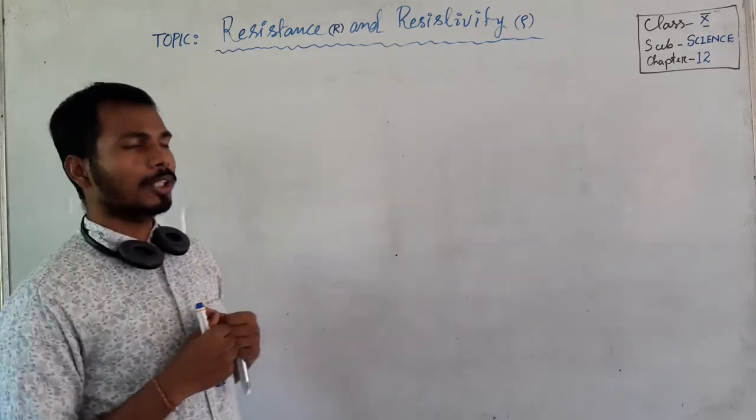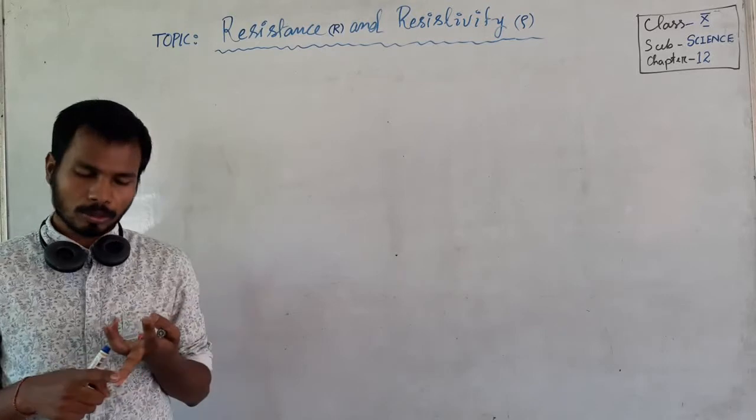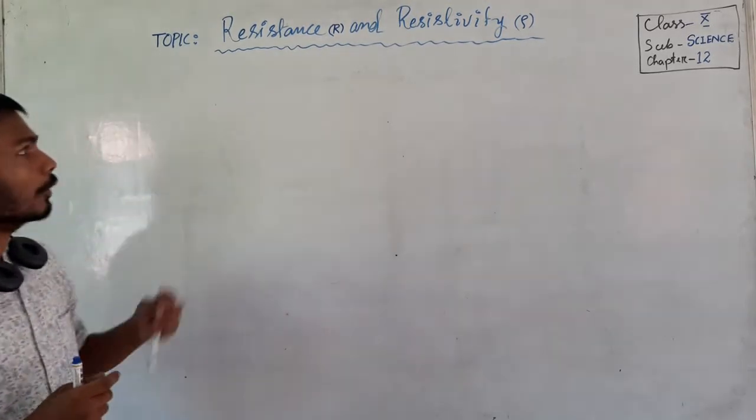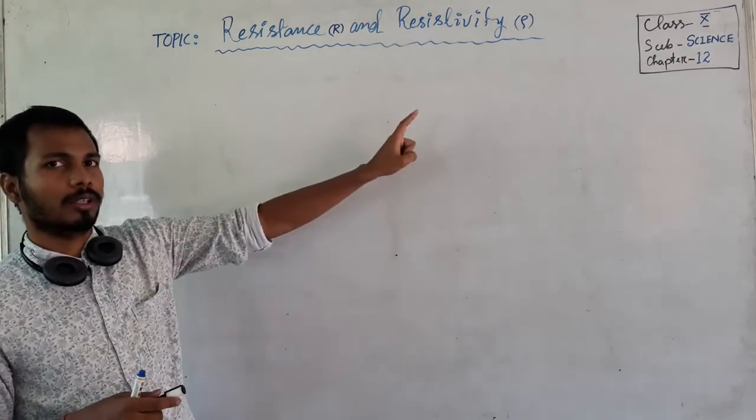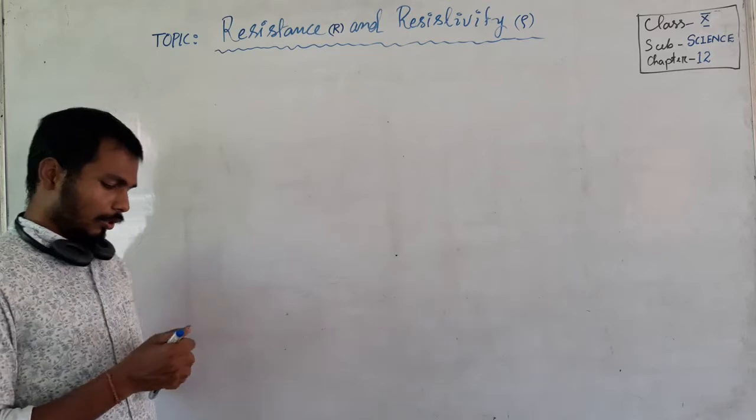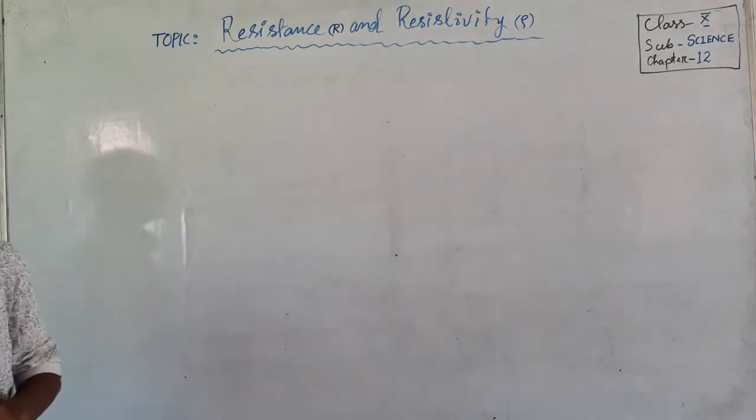So far, we have learned about Ohm's law, resistance. Okay. So now in this class we are going to learn about resistivity. We have already learned about resistance. Now resistivity. So before resistivity, we should know the SI unit of resistance.